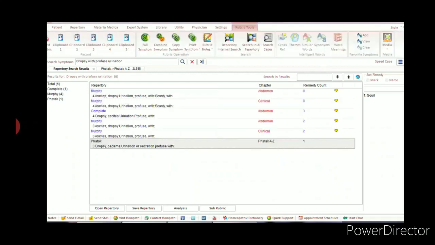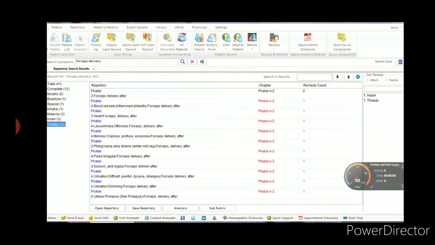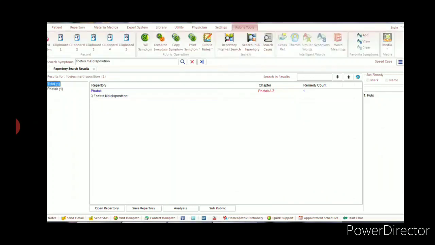Dropsy with profuse urination: a very small number of repertories cover or include this very typical rubric. Then we have forceps delivery. Many repertories include this kind of rubric. Okay. Maldisposition of a fetus: the Phatak repertory is the only repertory which has this rubric.